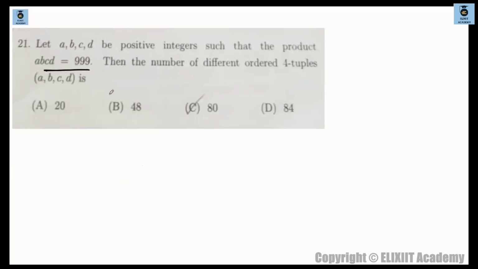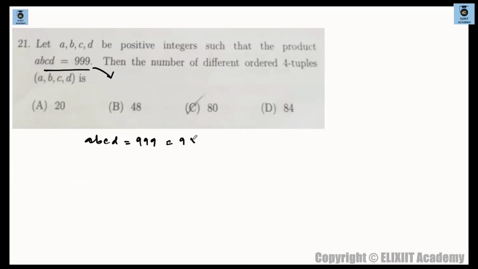So one thing we can clearly say from here is that we can factorize 999, because these are very common types of questions. You learn this in division and distribution. When you learn combinatorics in permutation and combination, there is one subtopic called division and distribution. So there you learn these kinds of questions. So abcd is equal to 999, this is given, and 999 can be factorized.